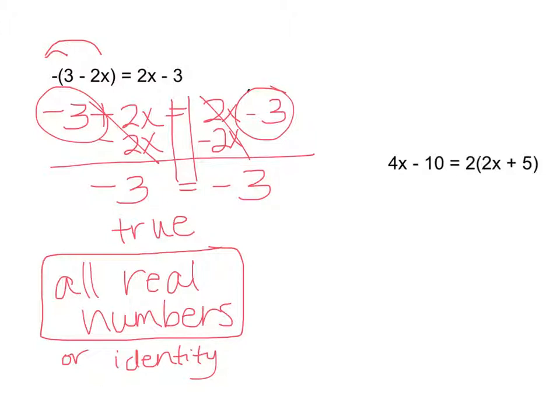The other example, 4x minus 10 equals 2 times 2x plus 5. Again, at first glance, it looks just like a regular equation that we'd solve and have x equals some number. But once I start simplifying and I distribute, I get 4x minus 10 equals 2 times 2x is 4x plus 2 times 5 is 10. And again, we can set up our railroad tracks if that helps you.